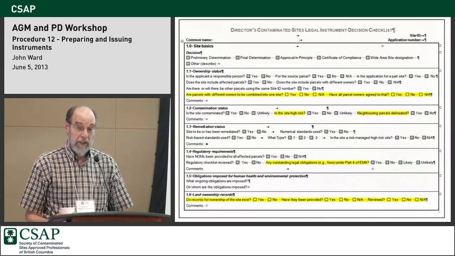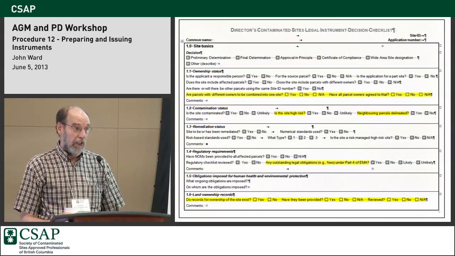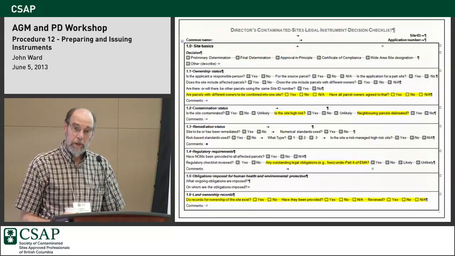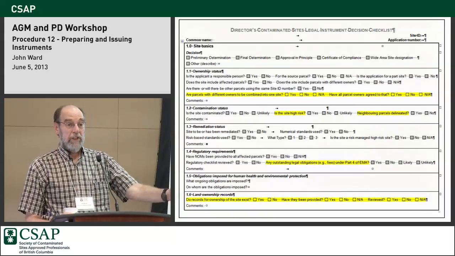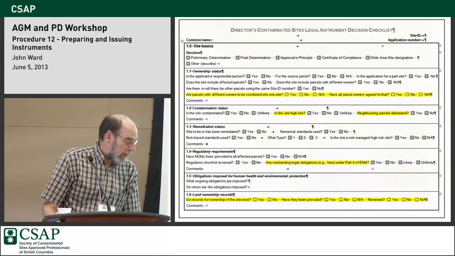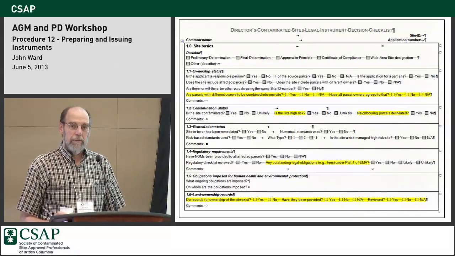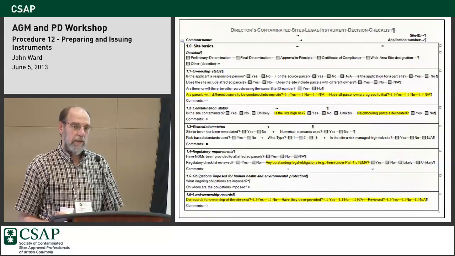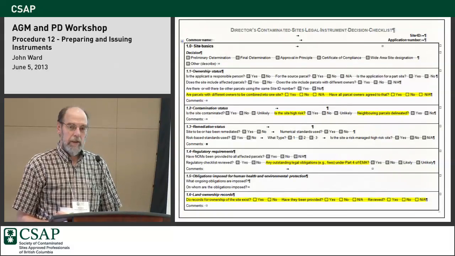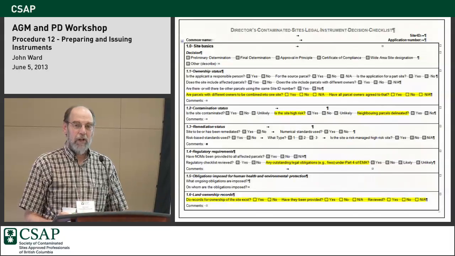And are you including that in your site or not? If you are, then I've got to have an email or a letter from the owner of that affected property saying, yeah, I'm good with it. Because if you're not, then we're going to need to get separate instruments. Contamination status. I'm going to want to know if it's a high-risk site or not. And I always check, because if it is a high-risk site, I shouldn't be reviewing it. It should be someone else reviewing it in our group, because I'm doing the non-high-risk sites.